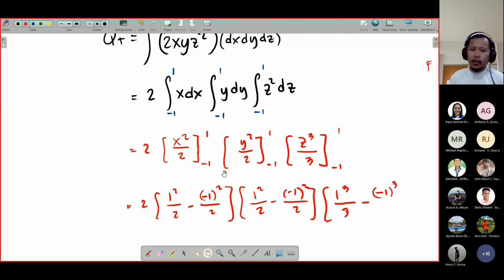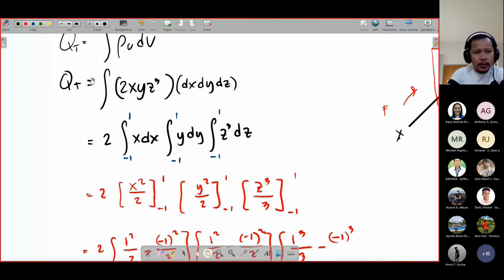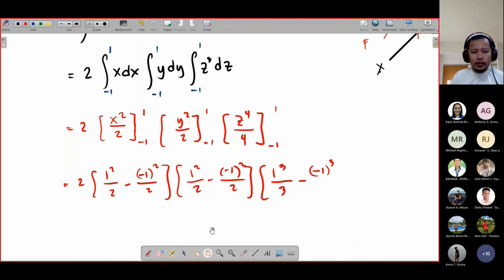Mali ni kay ma-zero man. Di ko ganahan ma-zero. Z to the 4. So again, di ko ganahan mahimong 0. This becomes z to the 4 over 4. Okay? So, in short, 1 to the power of 4 over 4 minus negative 1 to the power of 4 over 4.